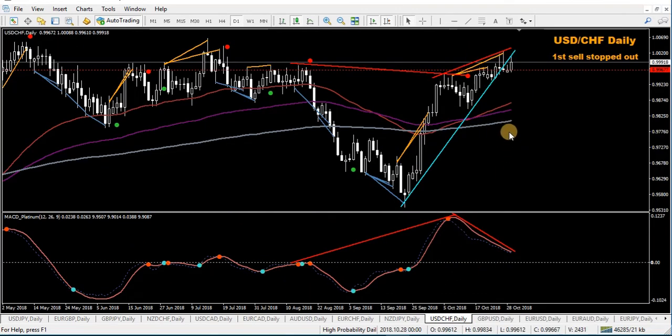USD Swiss franc. I'm in nothing at the moment. This sell signal here, this red dot, is still a valid sell signal because there's been no green dot as yet. That red dotted line is where my first sell was stopped out. I'm looking for a re-entry.